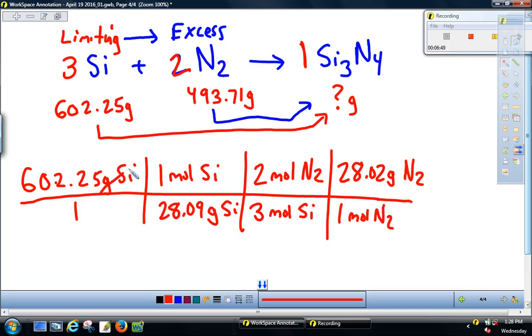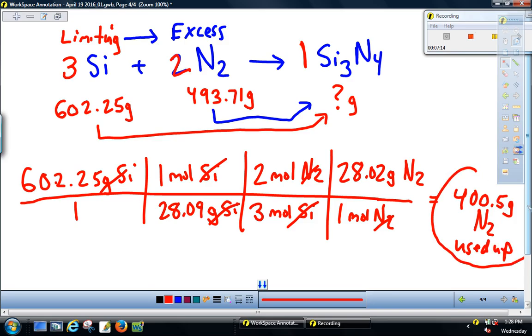So we start out with grams of limiting reactant that we used. We convert it into moles. Moles of limiting reactant multiplied by the ratio to convert into moles of excess, multiplied by the molar mass, and from here we determine that we have 400.5 grams of nitrogen that was used up. So the answer to this step is how much was used up, how much is needed. And so what we can do is figure out how much is left over.